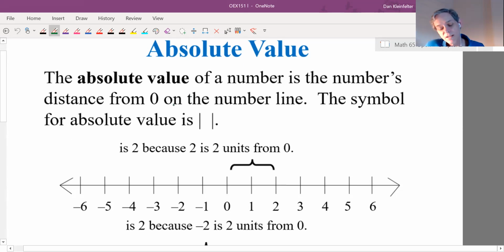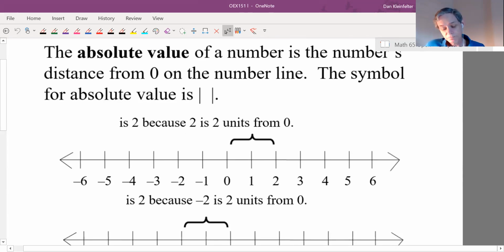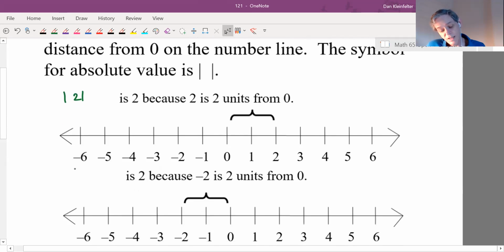The absolute value of a number is the number's distance from 0 on the number line. The symbol for it is a pair of vertical bars. The absolute value of 2 is 2, because 2 is 2 units away from 0. The absolute value of negative 2 is also 2, because negative 2 is 2 units away from 0. Distance is always a positive number.